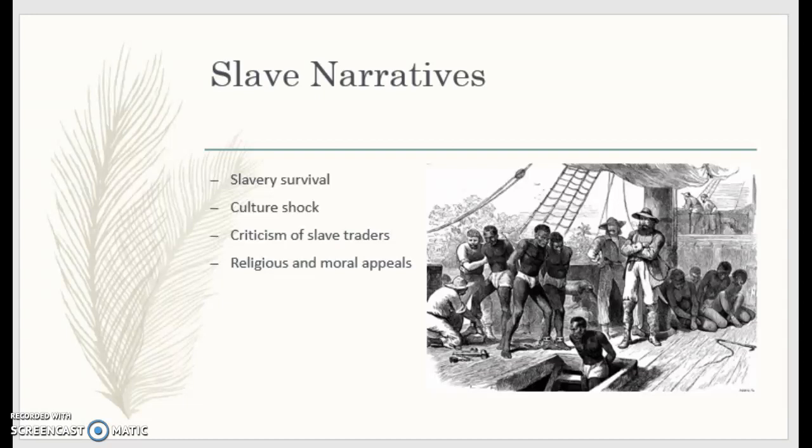Later on, when we get to a later literary movement that takes place during the Civil War called realism, we're going to see another form of slave narratives, but they're not going to focus on the slave traders, they're going to focus on the slave owners. So it's really important to know that the slave narrative from the early American literary movement is focused on slave traders, the people that were taking them from their home country and forcing them to come to the New World.